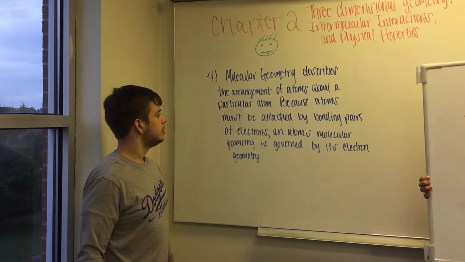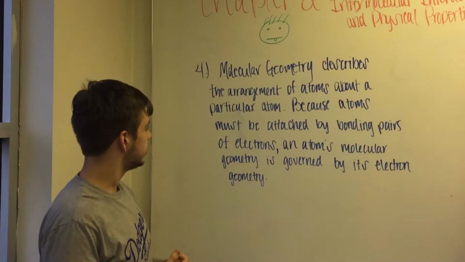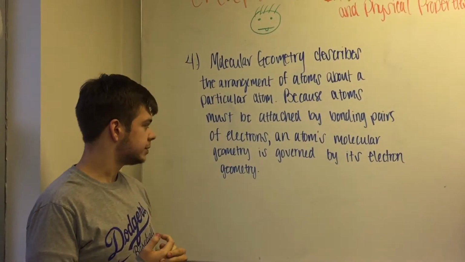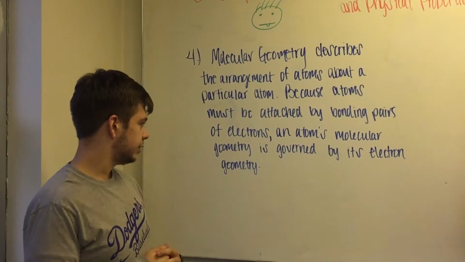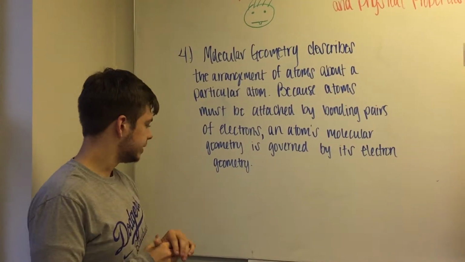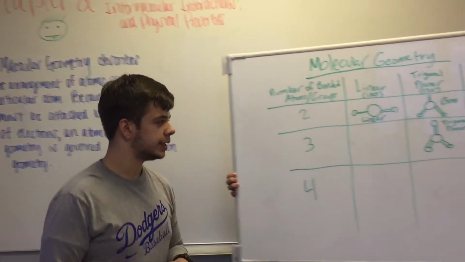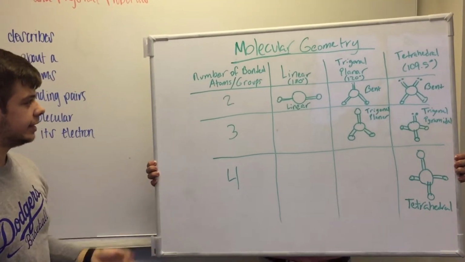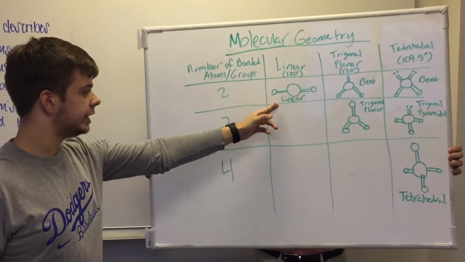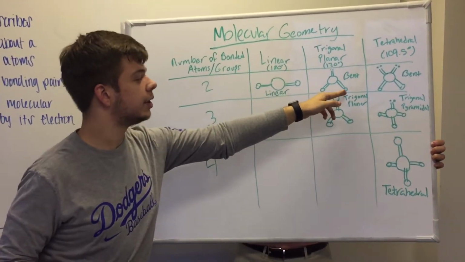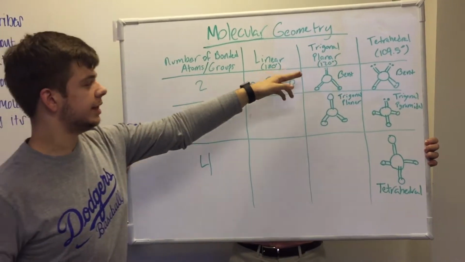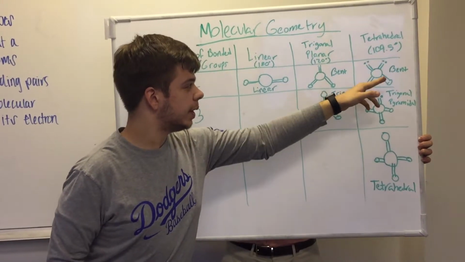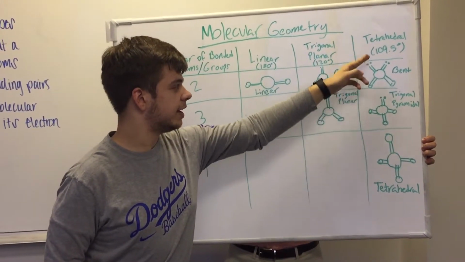In rule number 4, we're going to talk about molecular geometry. The molecular geometry describes the arrangement of atoms about a particular atom. Because the atoms must be attached by bonding pairs of electrons, an atom's molecular geometry is governed by its electron geometry. Over here in this table, we can see the number of bonded atoms in groups. For 2, it can be linear, bent with 2 bonded atoms and a lone pair, and that's 120 degrees, or it can be bent with 2 lone pairs and 2 atoms, and that'll be 109.5 degrees.